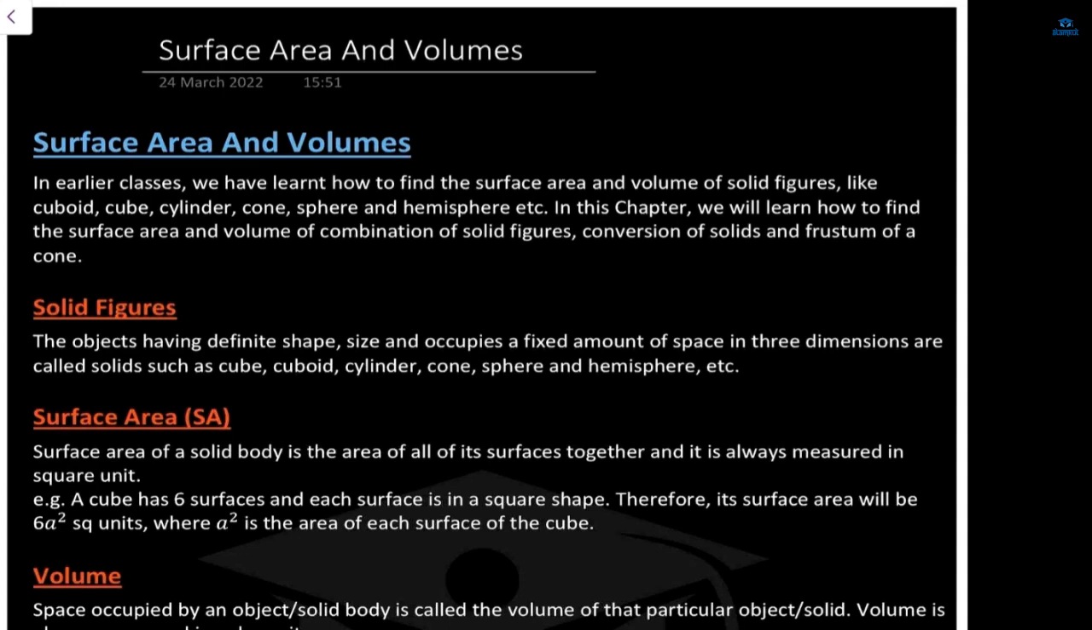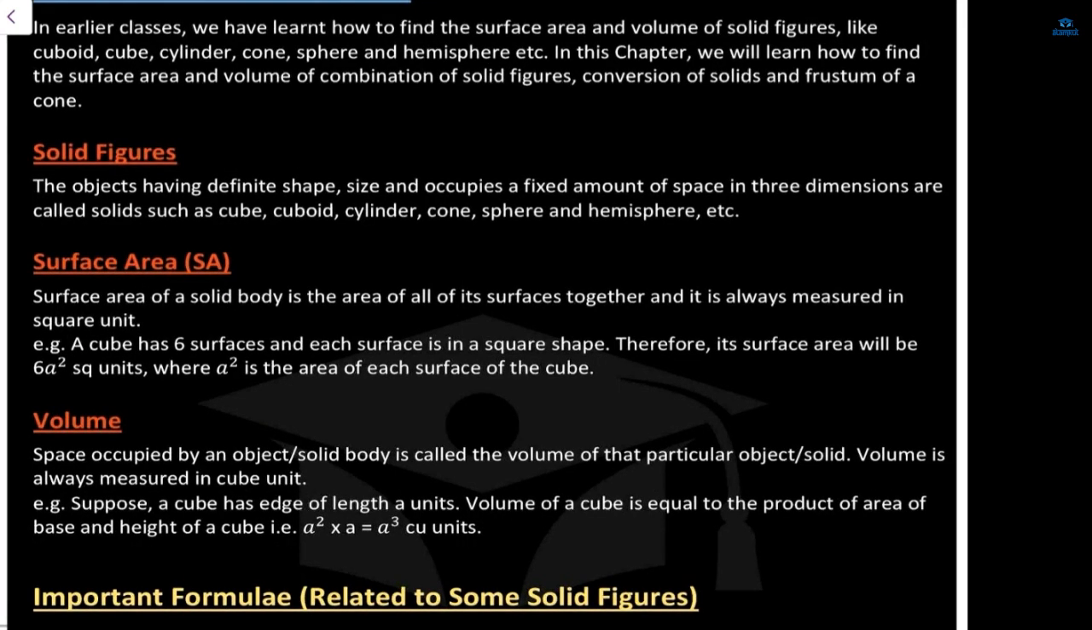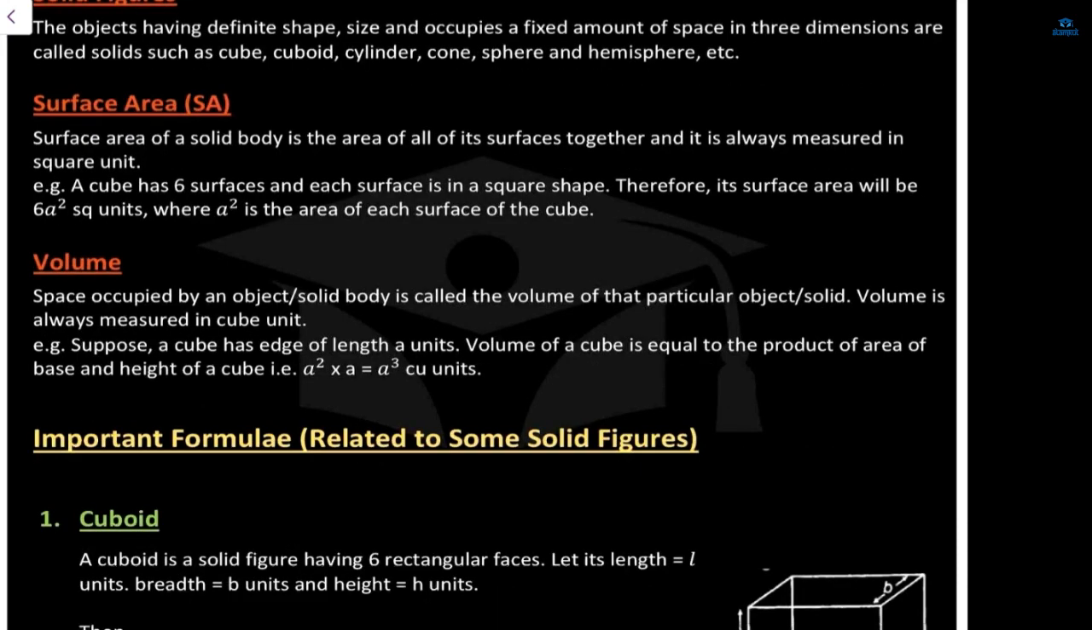Solid figures are objects that have a definite shape and size, and that occupy a fixed amount of space in 3 dimensions. Whenever you are solving a solid figure, that means a 3-dimensional figure. So these are cube, cuboid, cylinder, cone, which we have already discussed, and sphere and hemisphere. Hemisphere is only the sphere cut in half.